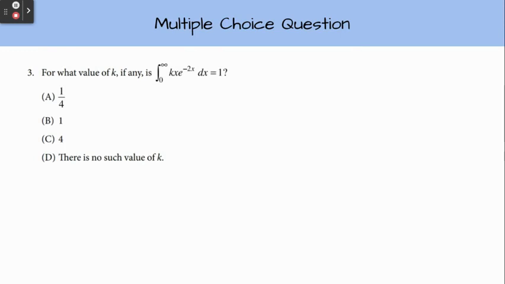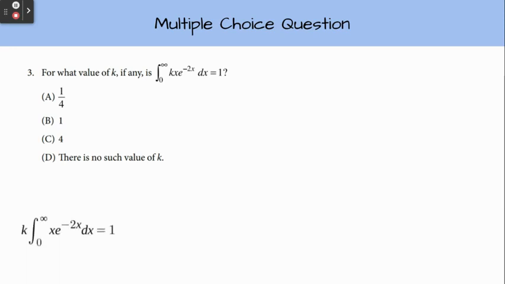Okay, so now we're going to do a multiple choice question. It says, for what value of k is the integral from 0 to infinity of kx e to the negative 2x dx equal to 1? Remember, since this is a multiple choice question, we don't have to worry about putting the limit in front or anything. You can just evaluate it like you would any other integral. So this is just a normal integration.